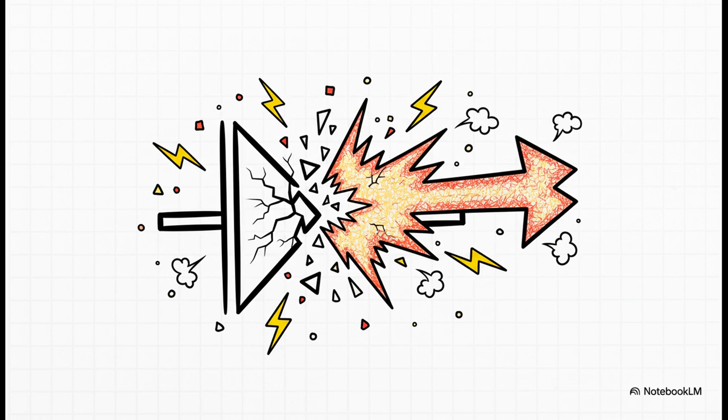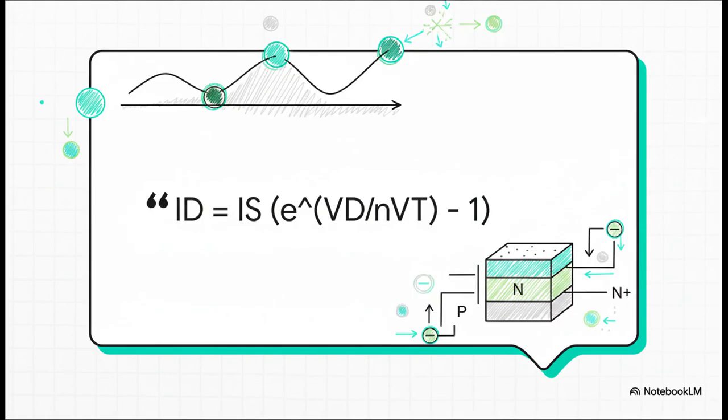But what if you push too hard? What happens if that negative voltage gets too big, if it exceeds the diode's breakdown voltage, or VBR? Well, the gate doesn't just close anymore, it shatters. The junction fails, and it fails catastrophically. A massive, uncontrolled reverse current just floods right through. And in most circuits, that means one thing: you've got a dead diode.